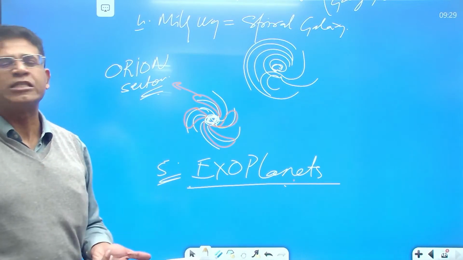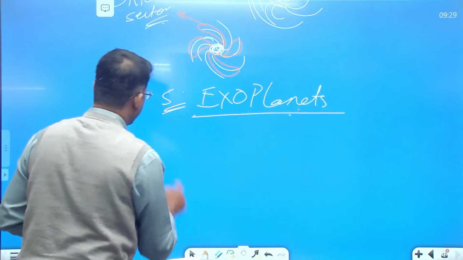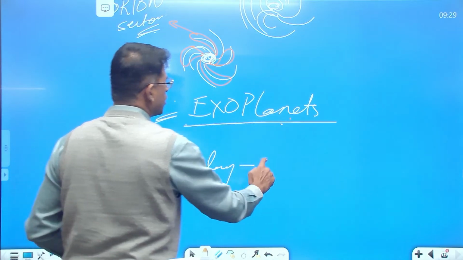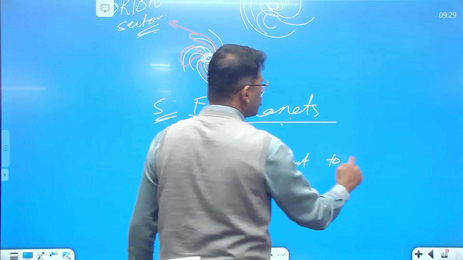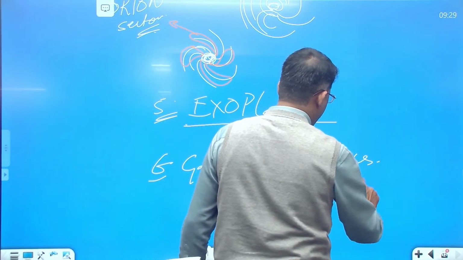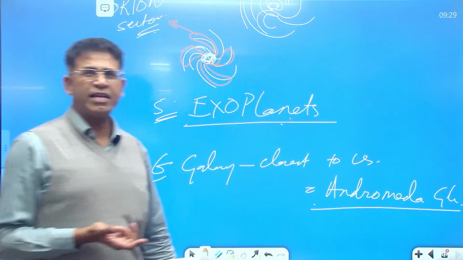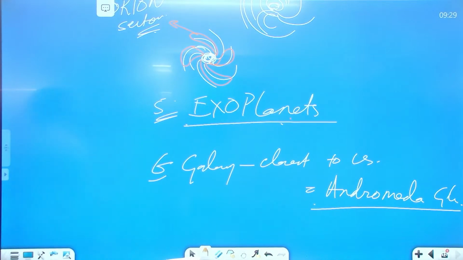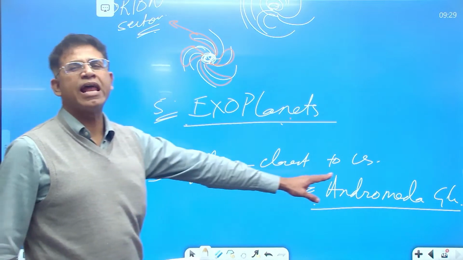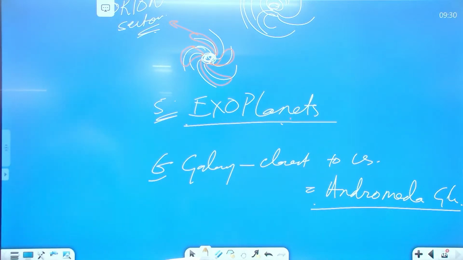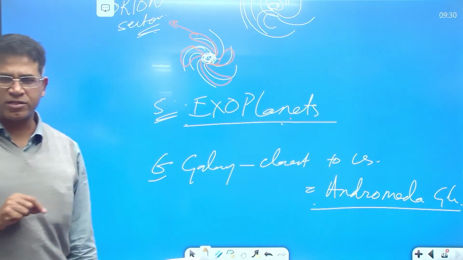And a lot of interest we have in another galaxy. एक और galaxy है, the galaxy which is closest to us is the Andromeda galaxy. We have the Milky Way galaxy. एक और galaxy है which is closest to our solar system. It's called the Andromeda galaxy. Andromeda galaxy also has a lot of such suns and solar systems. उनके जो planets होते हैं, we call those the exoplanets.